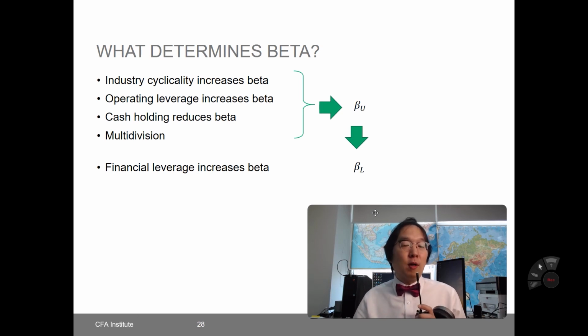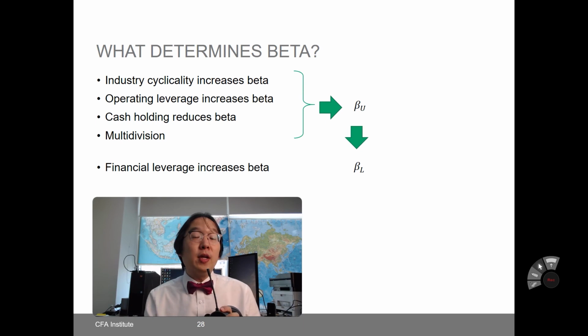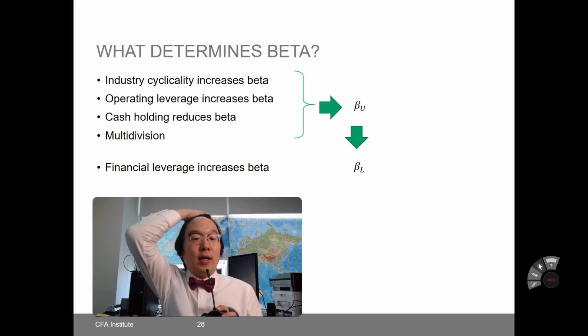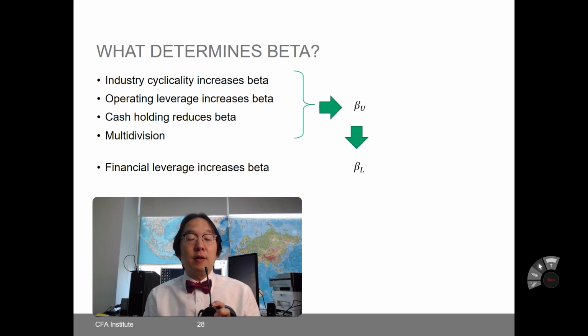Also, what determines the beta of your companies? Well, if you have multiple divisions, then your beta will be the weighted average of the betas of each division. Make sense? Why is that the case? If you remember what we talked about at the beginning of these slides, we noticed that the portfolio beta should be the weighted average of the betas of the component stocks.